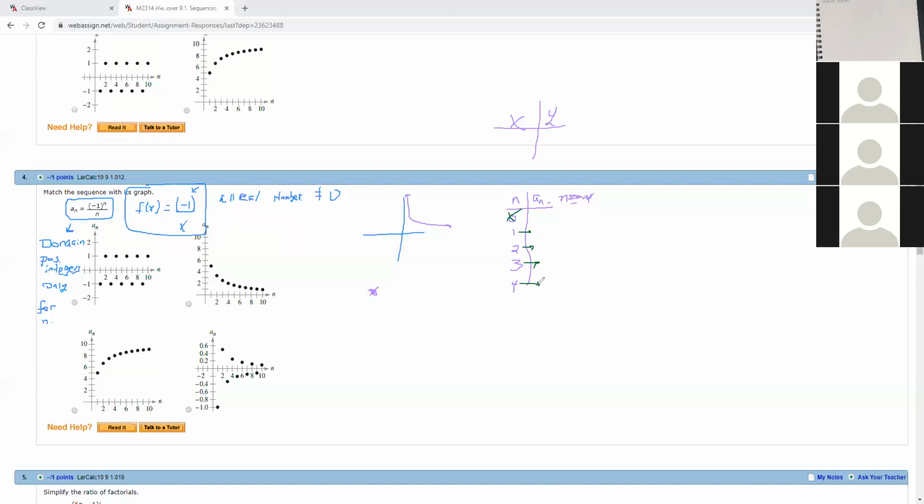But here, a sequence has a mathematical formula, and we simply are going to fill in the first few terms, and then we're going to match it with the graph. And again, notice the graph is just points. So, okay, any questions so far? No? Okay, good. So here we go.